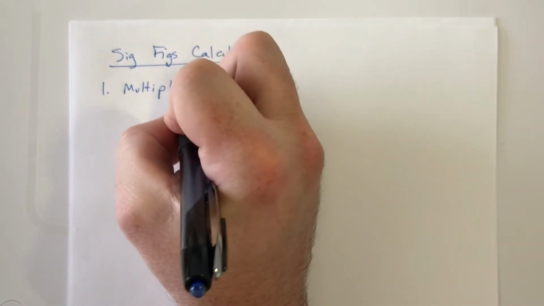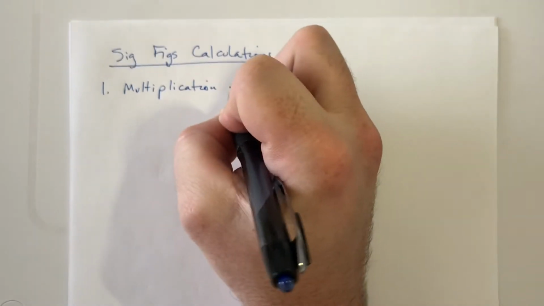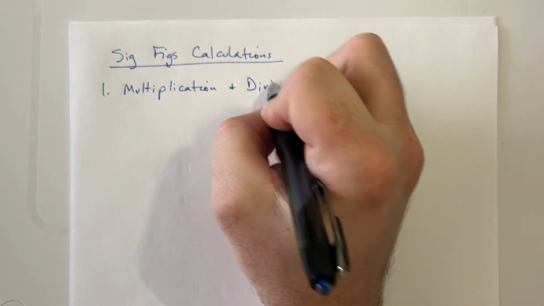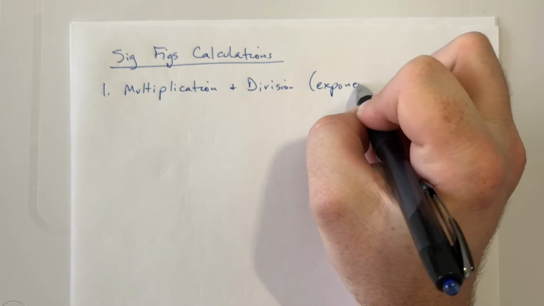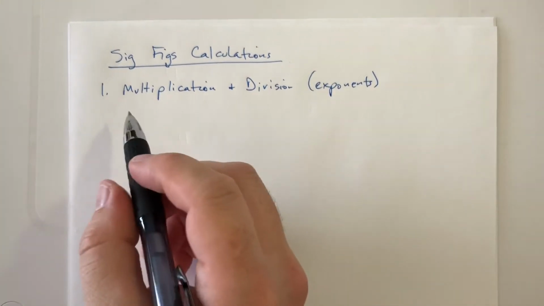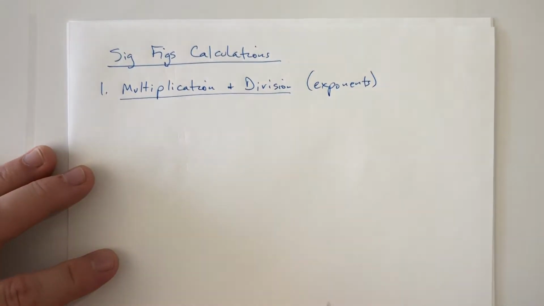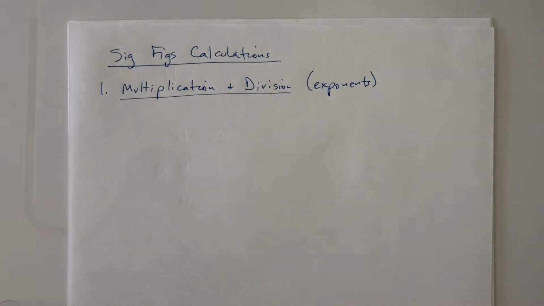So multiplication and division. This also applies to exponents because it's literally just a variation of multiplication and division. So if you square something, you're multiplying two numbers together.